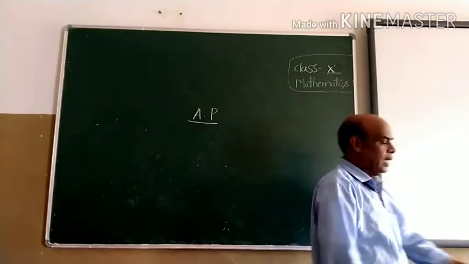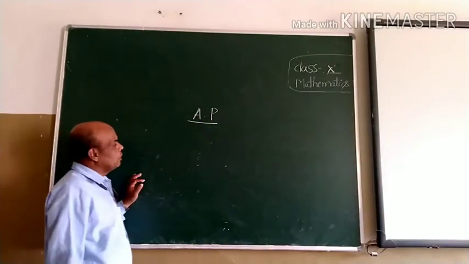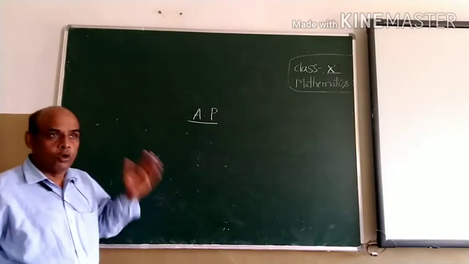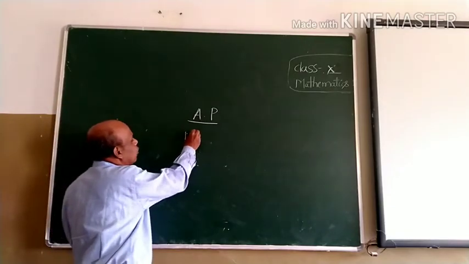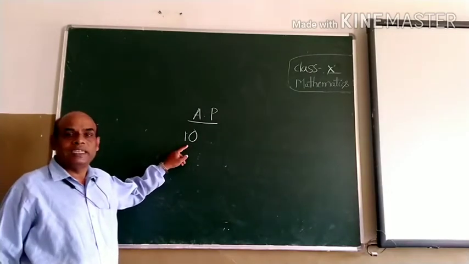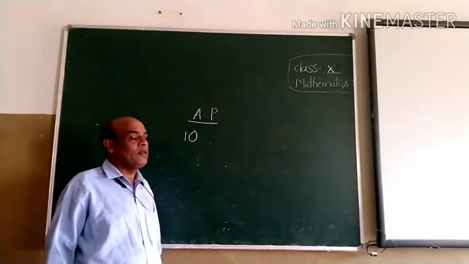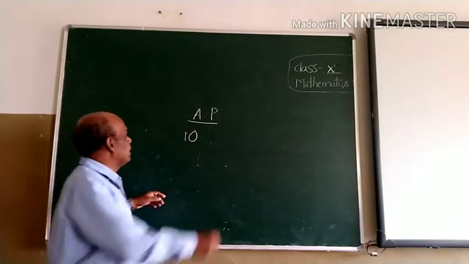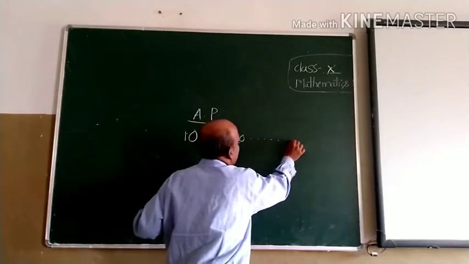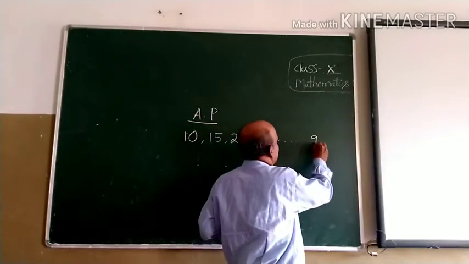If the question is how many two-digit numbers are divisible by 5, we may start the sequence. Already I told you that it must be 10 or more than 10. See, 10 is already divisible by 5, so the first term should be 10, because the two-digit number must be divisible by 5. So first number will be 10, then 15, then 20, and the last number, since it is two-digit, will be 95.